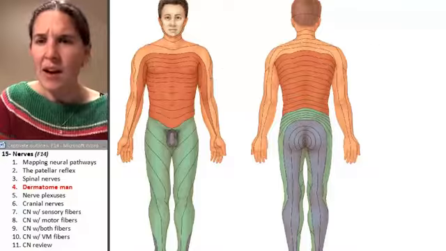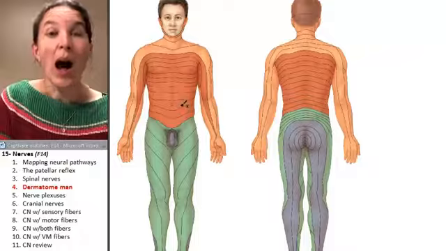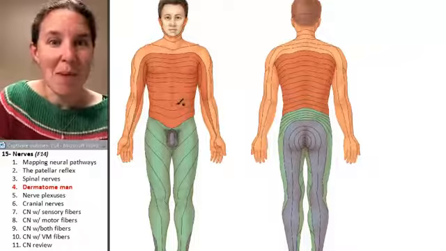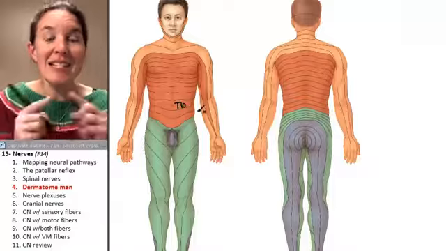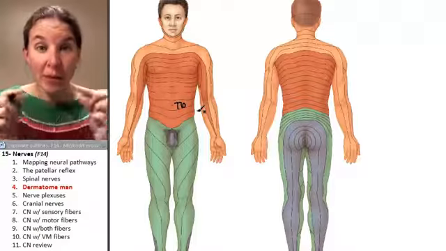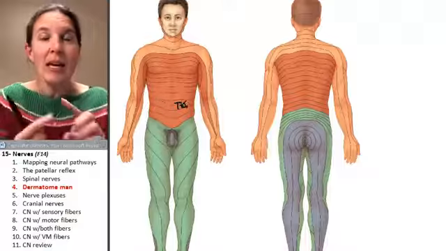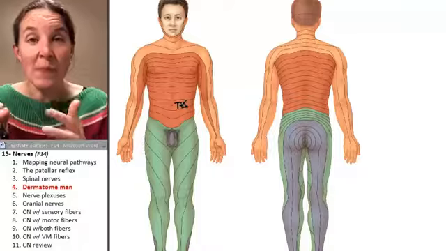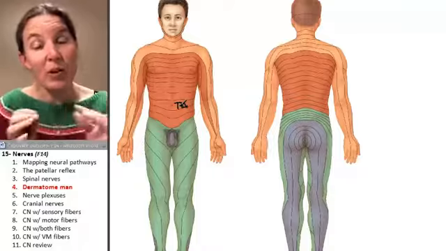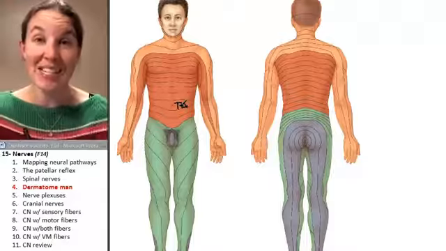Now, I see that I have the unlabeled version of Dermatome Man here. I have one dermatome memorized, and that is the belly button. This is the skin of the belly button, that stripe of Dermatome Man. The sensory neurons that come from this stripe around your belly button travel through spinal nerve T10.